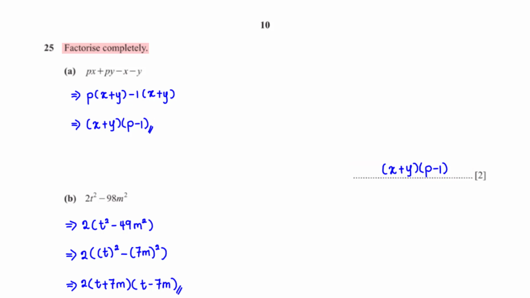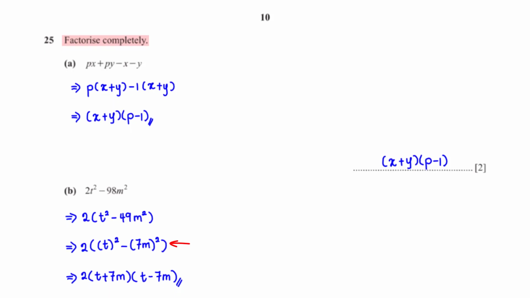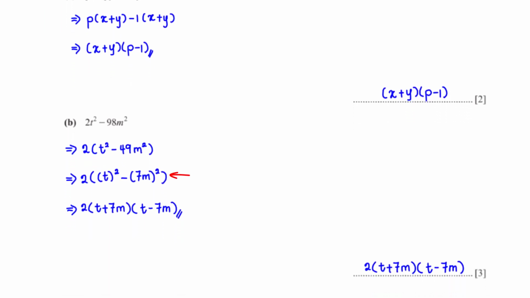Factorize 2t squared minus 98m squared. The terms have a common factor of 2. When we factor out 2, we are left with t squared minus 49m squared. t squared minus 49m squared can be written as a difference of 2 squares, which is t squared minus 7m all squared. When we apply the factorization for the difference of 2 squares, it can be rewritten as t plus 7m times t minus 7m. So we have 2 times t plus 7m times t minus 7m.